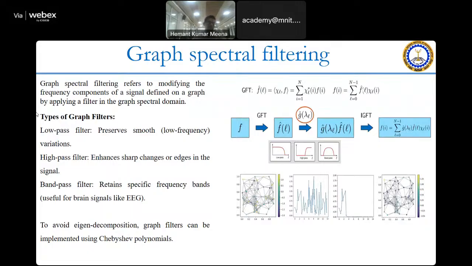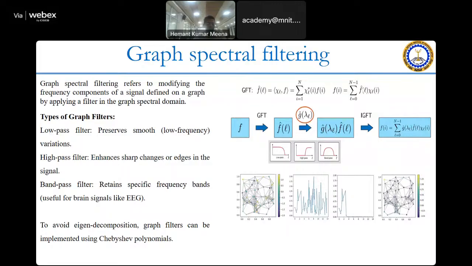So now another concept, graph spectral filtering. What is this? Again, spectral is related to frequency. It is some filtering in the frequency domain. It refers to modifying the frequency components of a signal defined on a graph by applying a filter in the graph spectral domain. Even if you see this, what is this G cap lambda L? This is basically a filter.